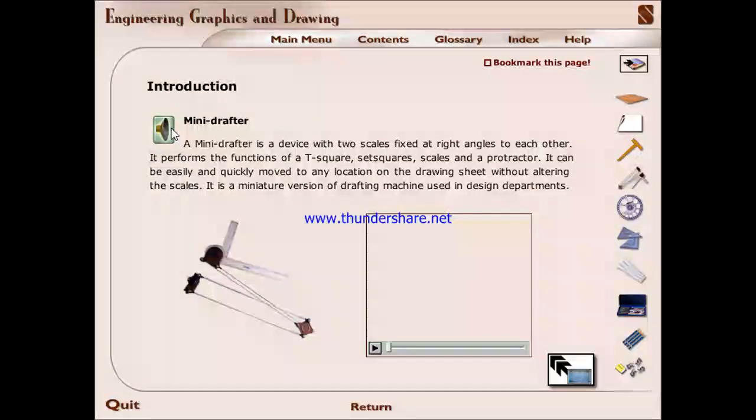Mini drafter. A mini drafter is a device with two scales fixed at right angles to each other. It performs the functions of a T-square, set square, scale and a protractor. It can be easily and quickly moved to any location on the drawing sheet without altering the scale. It is a miniature version of the drafting machine used in design departments.